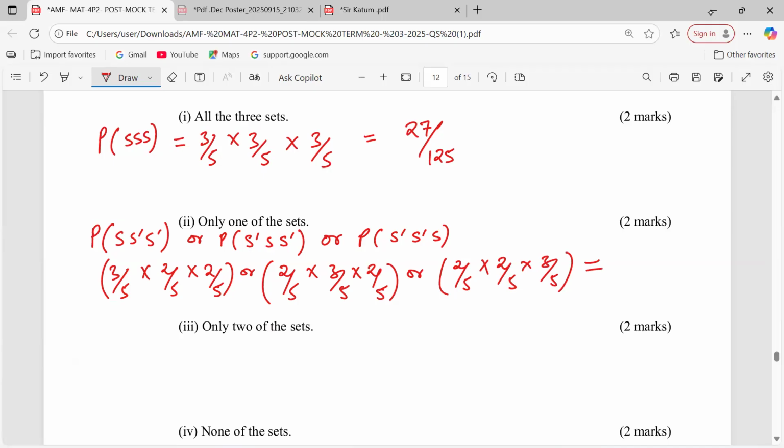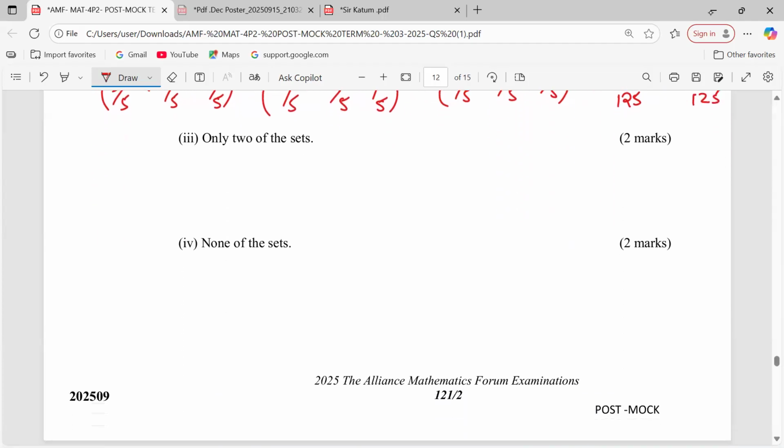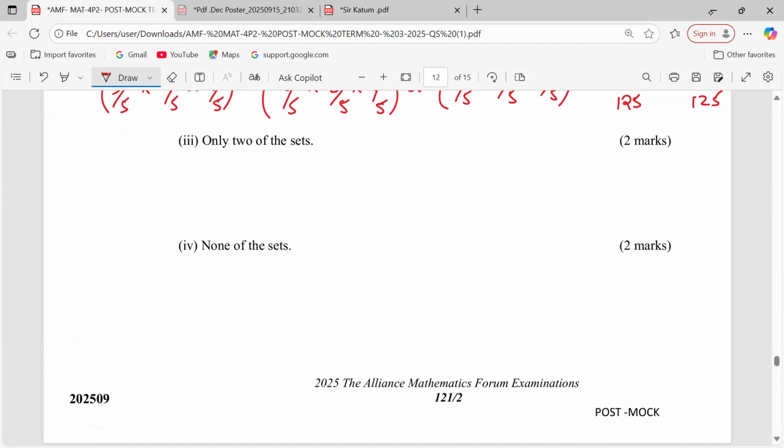Whenever you see or in probability, it should be addition. We talk about addition: 12 out of 125 by 3. You add everything, so this is equivalent to multiplying by 3. And this will give us 36 out of 125, 36/125.